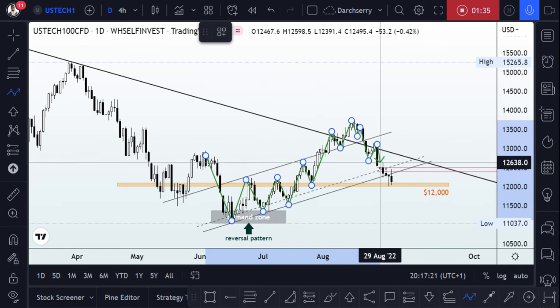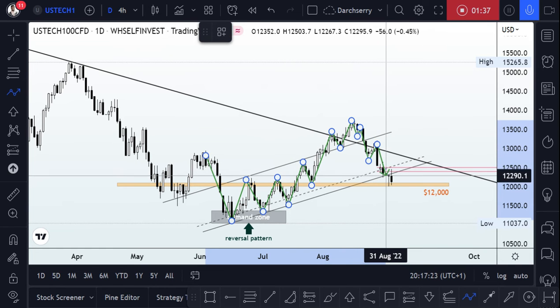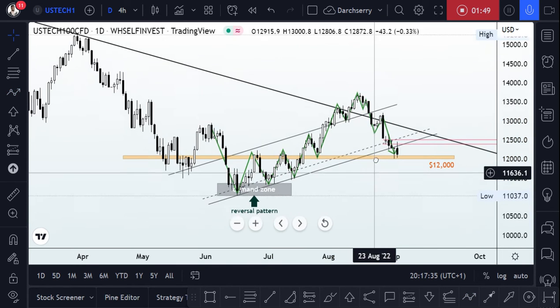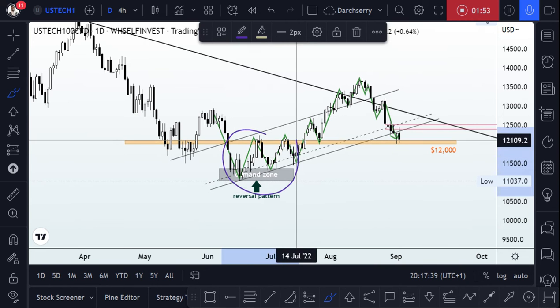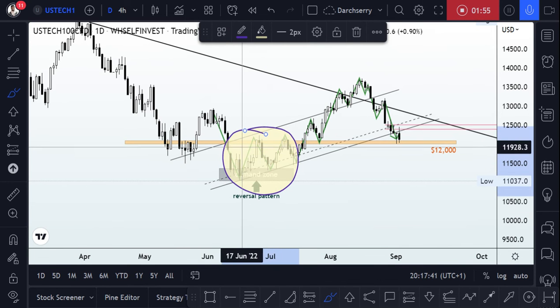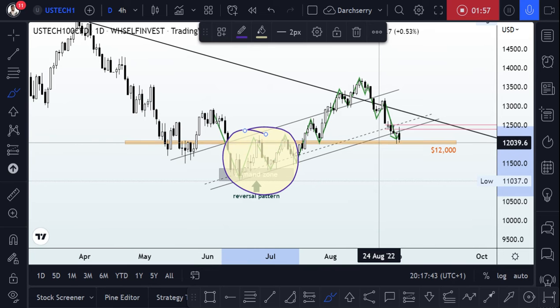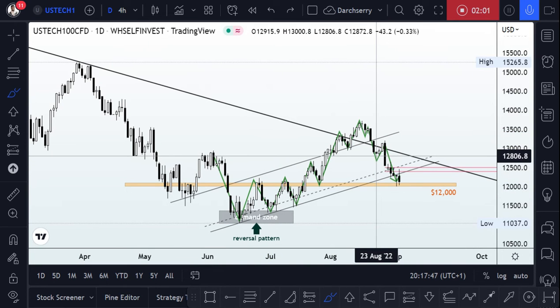And right now we have a scenario where price has come within the area that is peculiar with the support level of the ascending channel, which also shares a confluence with the neckline of the reversal pattern around this area. Remember, we had this reversal pattern cited here, and we had the neckline of this reversal pattern at the $12,000 area. So right now, price is back at the neckline of the reversal pattern.